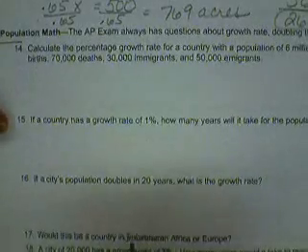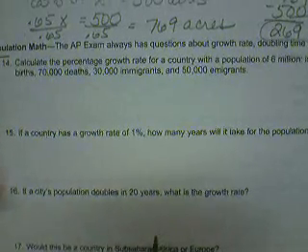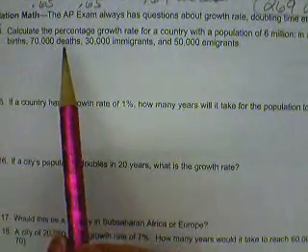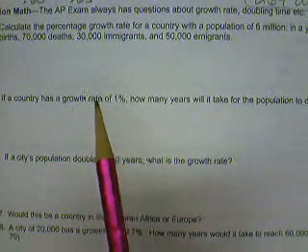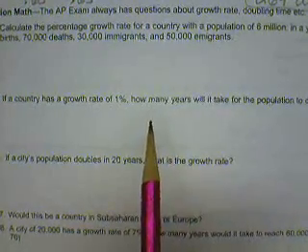Continuing on with our mathematics review, starting at number 14. Population math. What do you remember about population math? Alright, so population math, you basically take births plus immigration minus deaths plus emigration over total population.